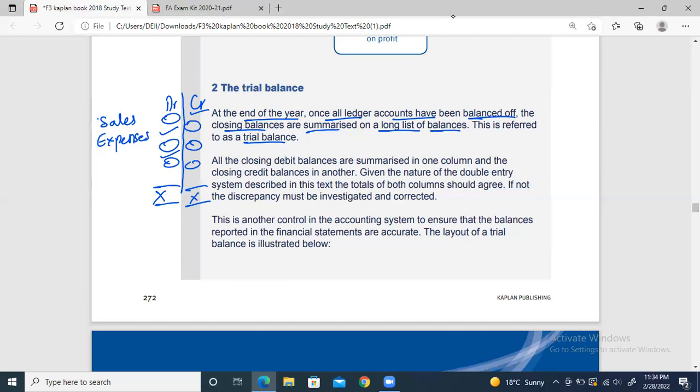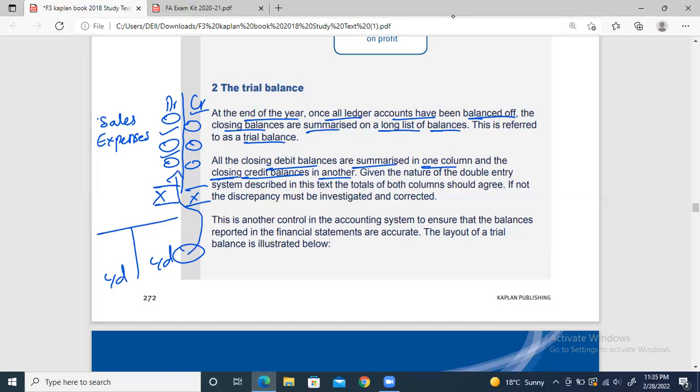Okay. Now all the closing debit balances are summarized in one column and the closing credit balances in another. So basically it's telling us that all closing balances are taken. So the T accounts that we're making, the closing balance that we take, it can come on any side for liability or asset. So this balance we extract and bring it to this trial balance.